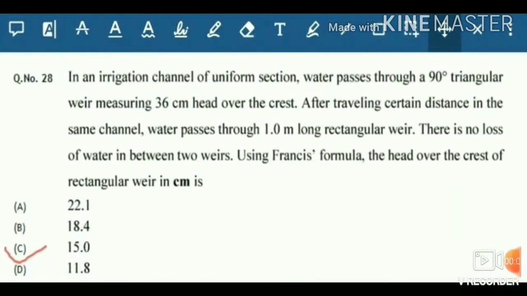Now coming to the first question, that is based upon the discharge over the weir. It is given that a 90-degree triangular weir has a head of 36 centimeter, and the same water discharge is passed through a rectangular weir that has a length of 1 meter. It is asking about the head over the rectangular weir by using Francis's formula.